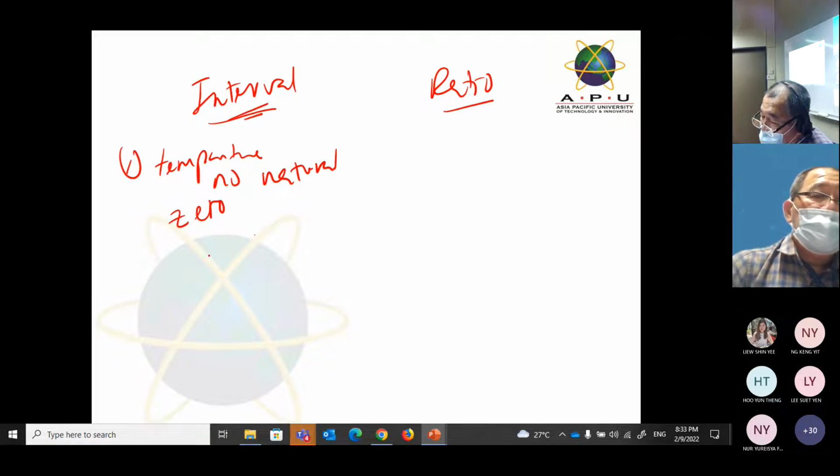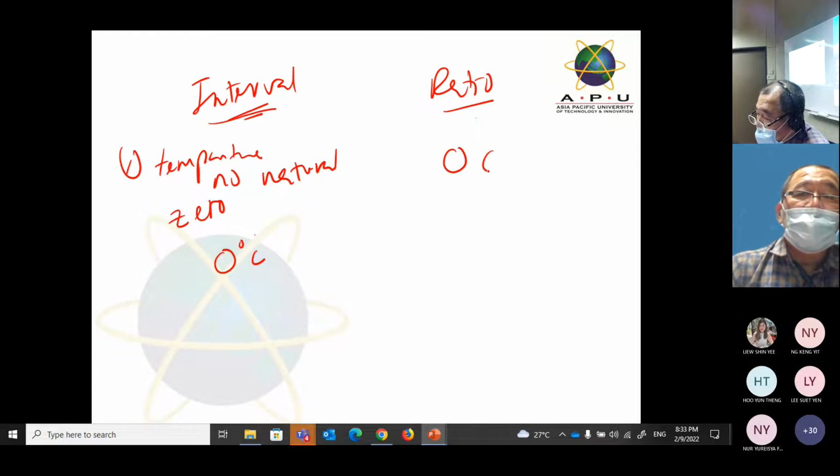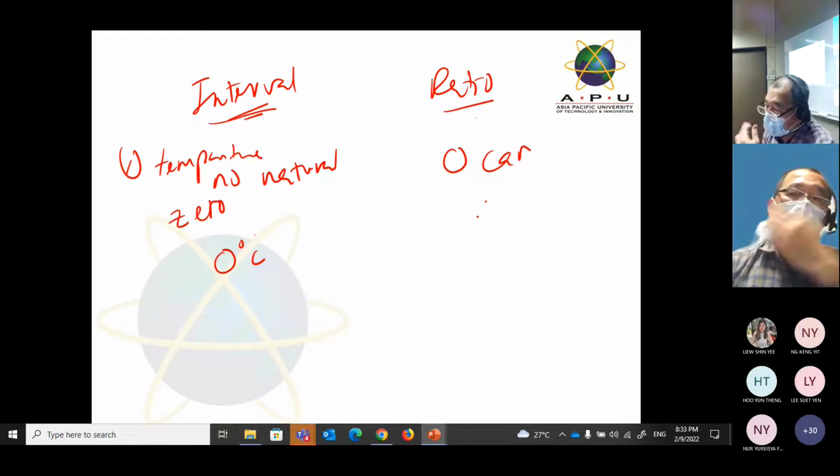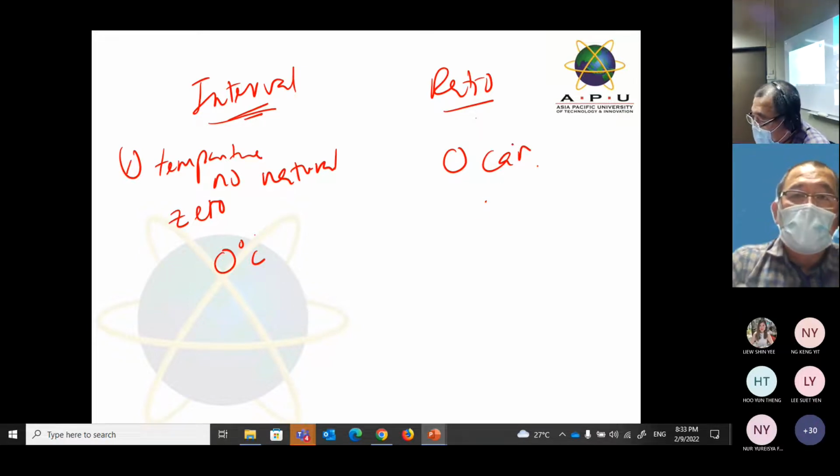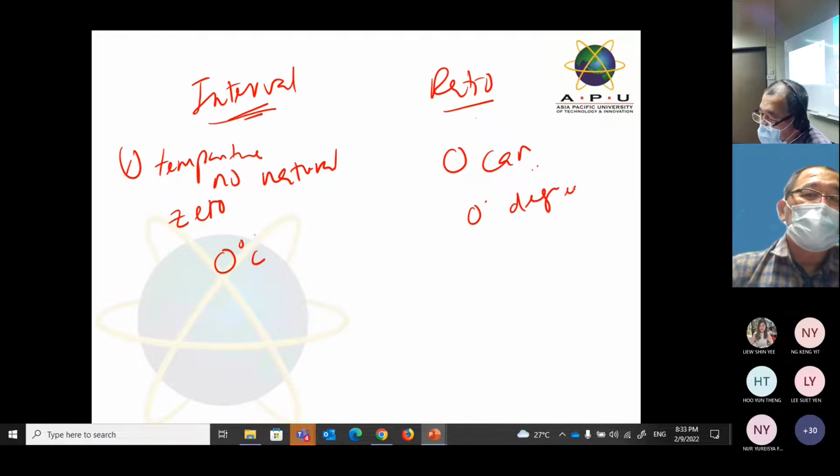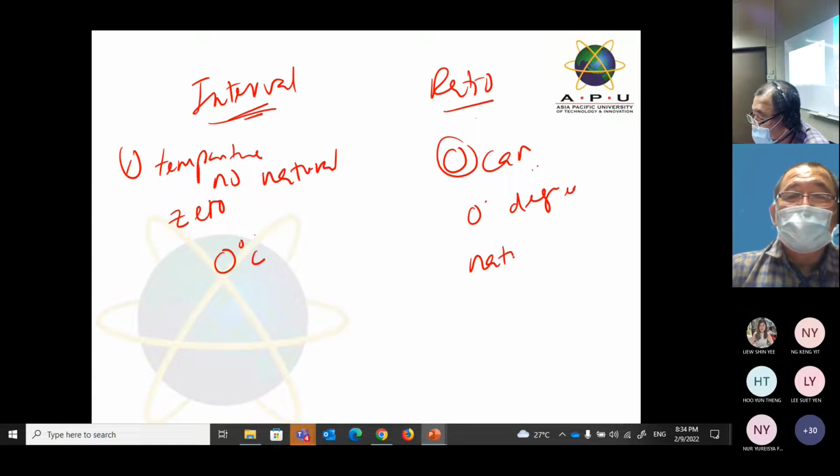So you see 0. What is the meaning of 0? 0 degrees Celsius. But for ratio, this is the meaning of 0. For example, 0 car means I got no car. Someone may say, I got no degree, before, 0 degree, this completed high school. No degree. This 0 is natural. That's the meaning of this 0.